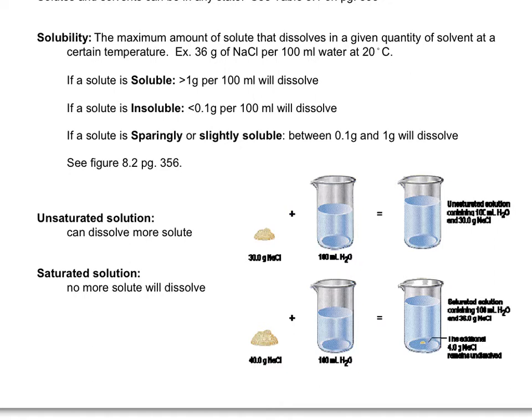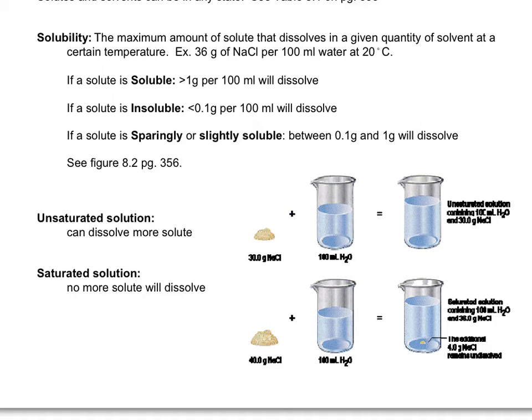If a compound is soluble, then you can dissolve more than 1 gram in 100 mL. If it's insoluble, then it doesn't mean that none of it dissolves. It means that less than 0.1 of a gram dissolves in 100 mL of water. So anything that's insoluble on our solubility chart really just has an extremely low solubility. If a solute is somewhere in between 1 gram and 0.1 grams, it's described as being sparingly or slightly soluble.